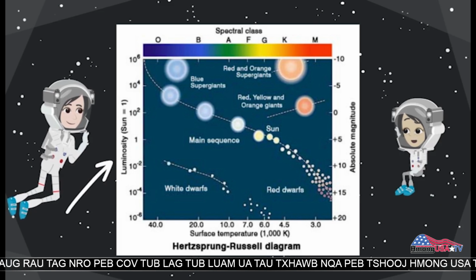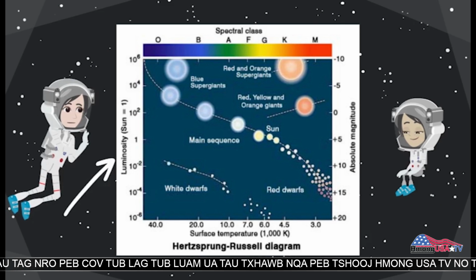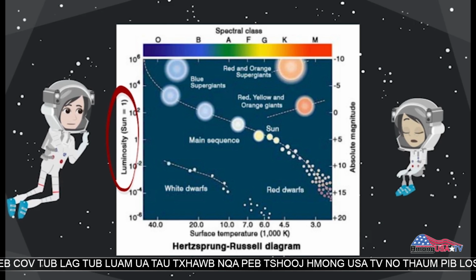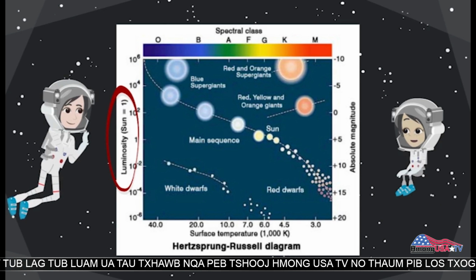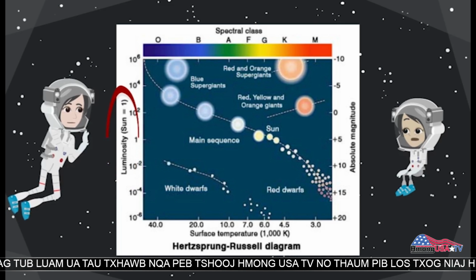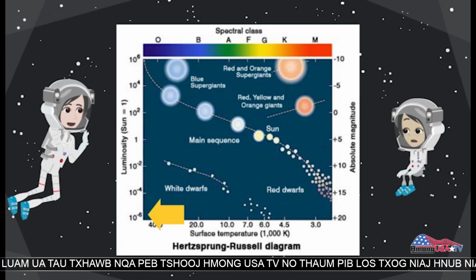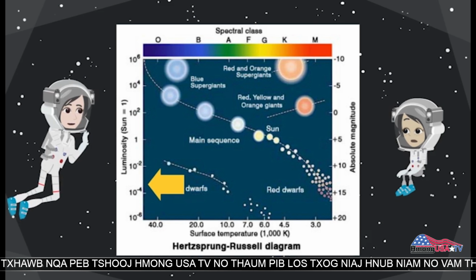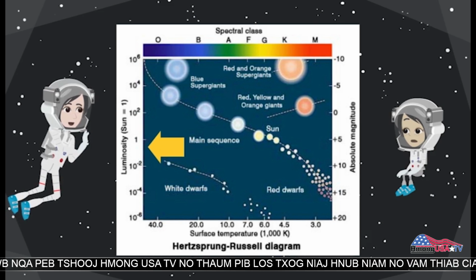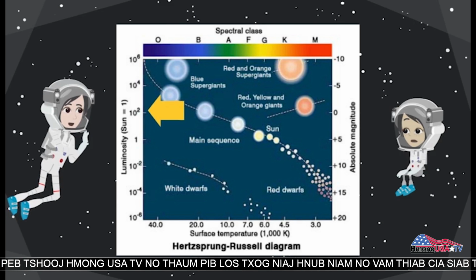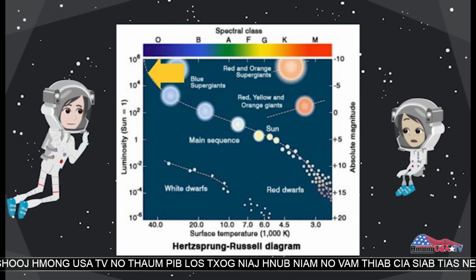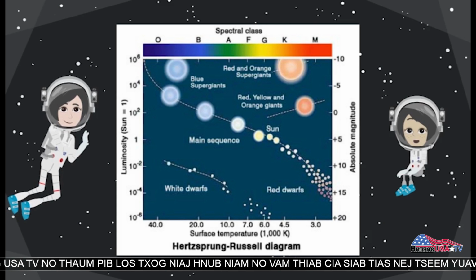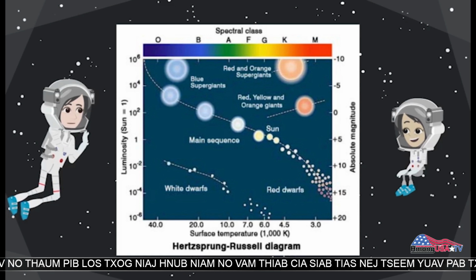Hey Cerena, what's luminosity? Luminosity is the brightness of a star. That's a very hard word to say. As you can see, luminosity increases as you move up the graph and decreases as you move down. Basically, stars at the top of the graph are brighter than the stars at the bottom of the graph. So even though red stars are the coldest, they're the brightest.